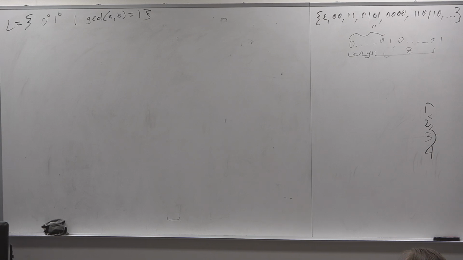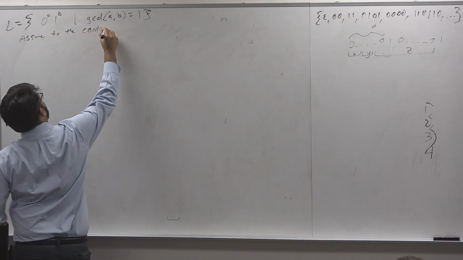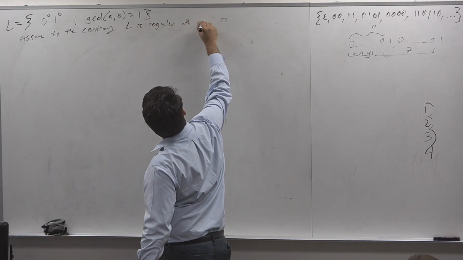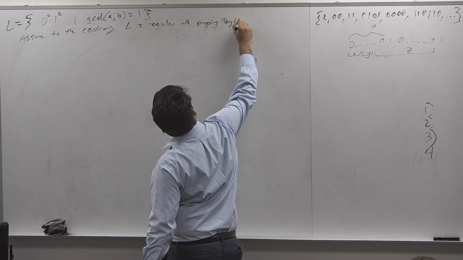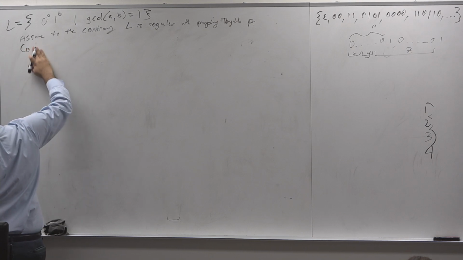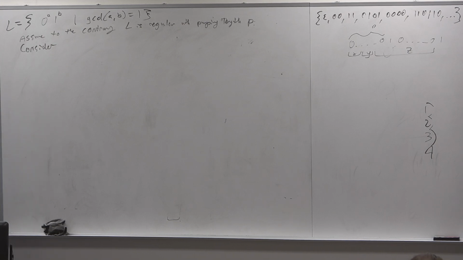How do we do this? It's going to be a very creative choice, but I'll show you a complex example. Assume to the contrary L is regular with pumping length P. Consider... We need somehow the GCD of these two things to be, yes?